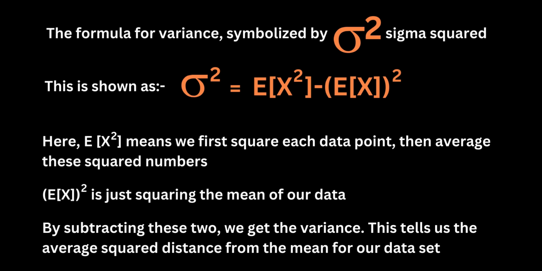The formula for variance is symbolized by sigma squared. This is shown as sigma squared equals the expected value of x squared minus the expected value of x, whole squared. Here, the expected value of x squared means we first square each data point, then average these squared numbers. The expected value of x, whole squared, is just squaring the mean of our data. By subtracting these two, we get the variance. This tells us the average squared distance from the mean for our data set.